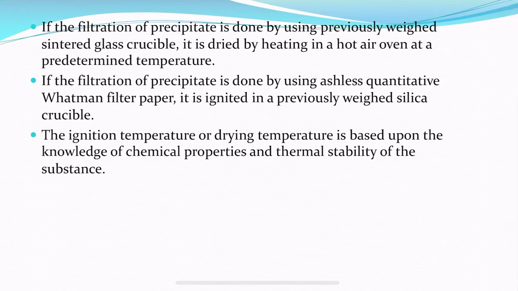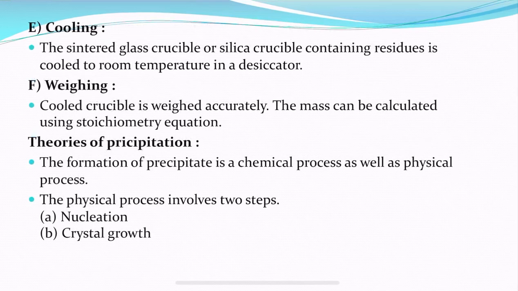And the next is cooling. The sintered glass crucible will be kept at room temperature. You need not keep it on any cold surface. The sintered glass crucible or silica crucible containing the residue is cooled to room temperature in a desiccator. A desiccator is free from moisture, and it also has a lower temperature compared to room temperature. So that is why cooling is more efficient if we keep the crucible in a desiccator.